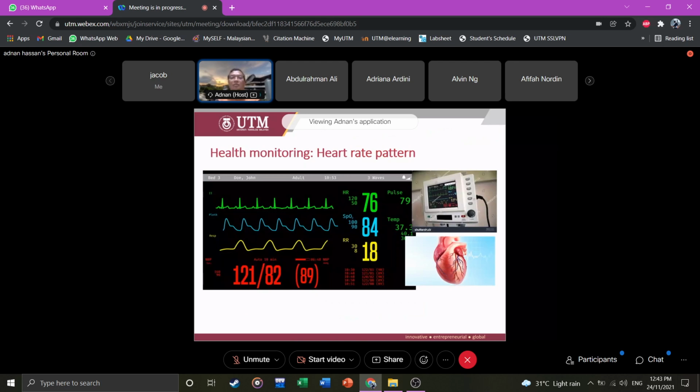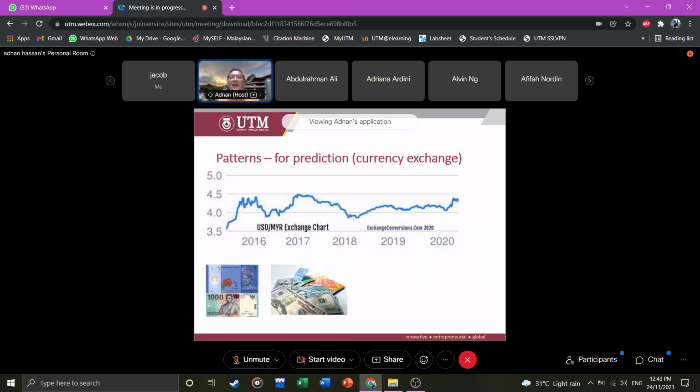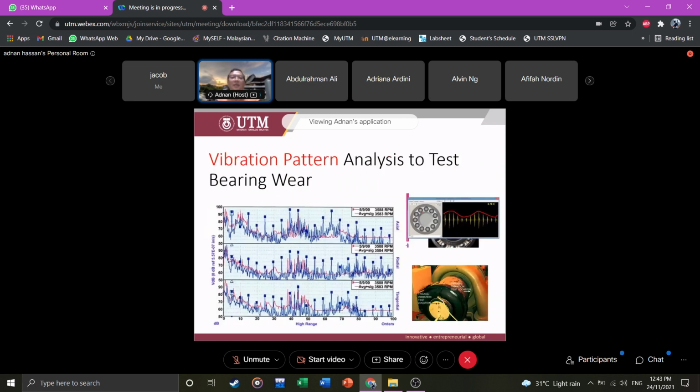Okay, you go to hospital, it's also pattern. Doctor is looking at your heart rate and so on. Okay, monitoring health. Currency exchange, the stocks exchange, also showing patterns. Okay, people studying the pattern of changes. Okay, vibration pattern. If you study mechanical, you may be interested to see the pattern of vibration for the bearing. Okay, what information we can get if we get the vibration from bearing?